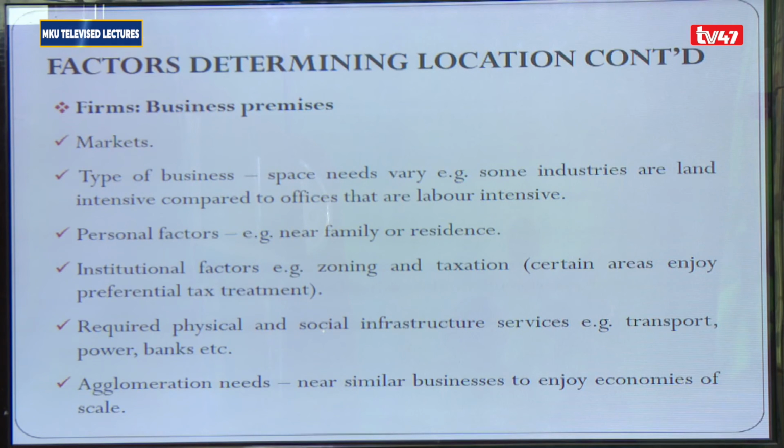Institutional factors, in the form of zoning and taxation, I've already covered that, and I've explained how this affects location of activities. Required physical and social services such as transport, power, and banks. And lastly, agglomeration needs, which I've already introduced under spatial accessibility.